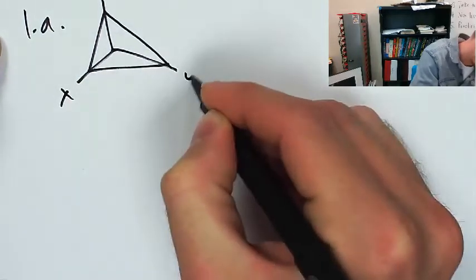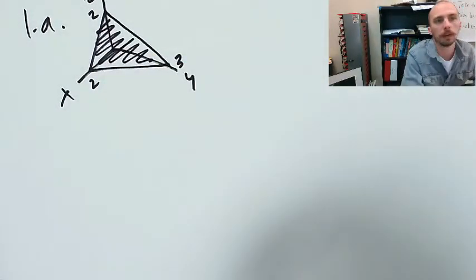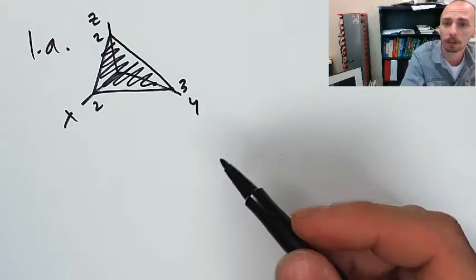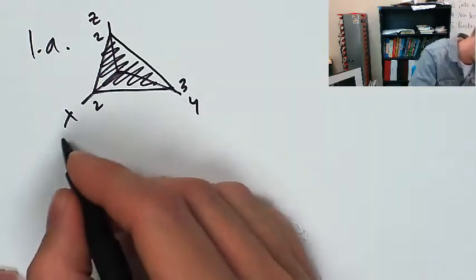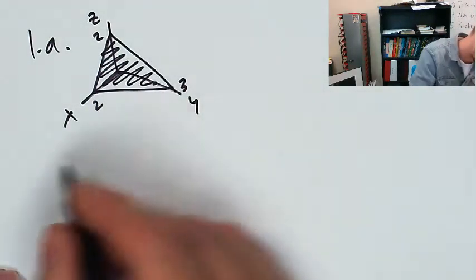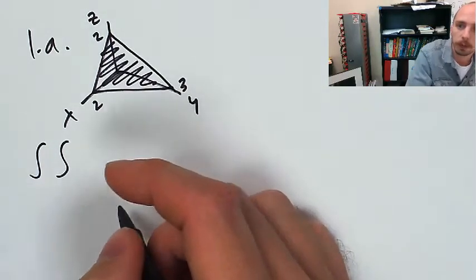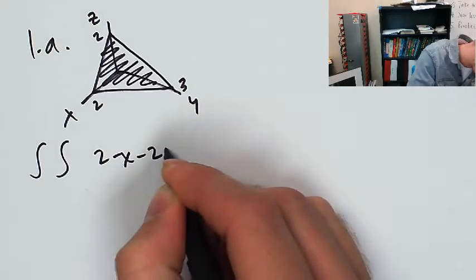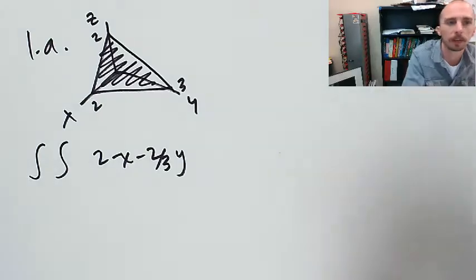Okay, so x, y, and z, this is 2 and 2 and 3. We're talking about that thing that I just shaded, that's the graph of f, which is f of x and y equals 2 minus x minus 2/3 y. So I'm going to say it's going to be a double integral of f, because it's a volume. So 2 minus x minus 2/3 y. But then it's dA, and is it going to be dx dy or dy dx?